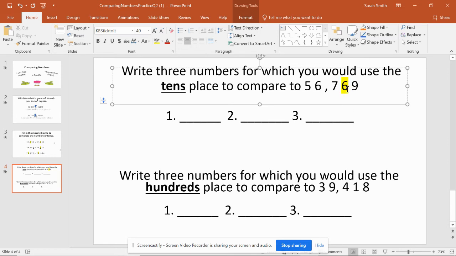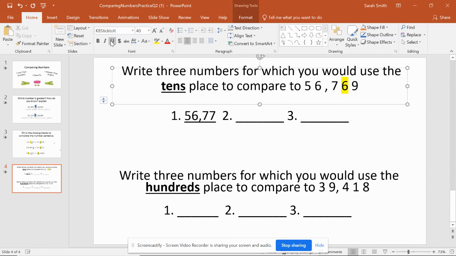So here's the big rule, guys. A lot of people get way too complicated. All you have to do is not change anything that comes before that place that they're asking you to compare. So we can't change the 5, the 6, or the 7 because the big rule about comparing numbers is that you go from left to right. So if I were to change the 5 or 6 or 7, one of those would be the place that we compare. But that's not what they're asking you to do. They want you to only compare the tens place.